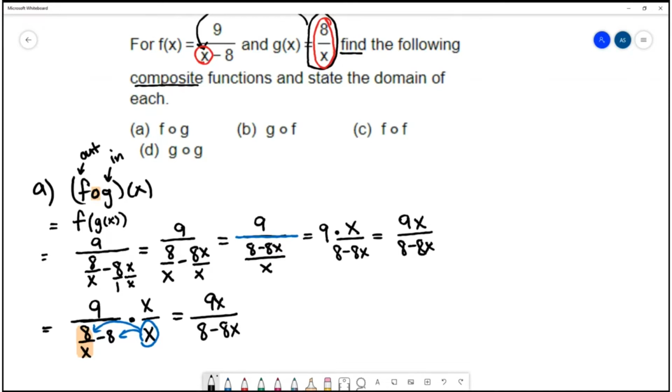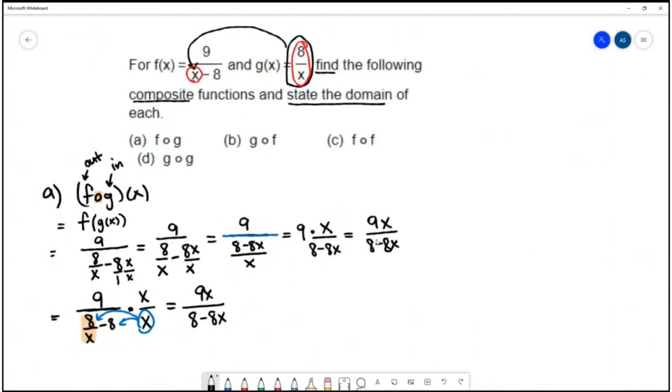So then we want to state the domain of this composite function. Now typically we would find the domain of just our final answer, but in this case, because we have these individual functions to consider, we have a little bit more work to do. So let's start by finding the domain of these individual functions, and then we'll talk about what the domain of this composite function is. So f of x is 9 over x minus 8.